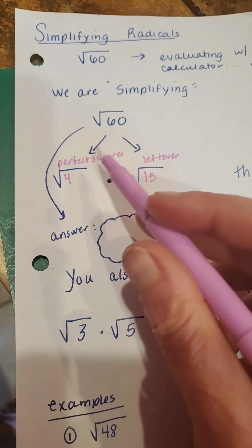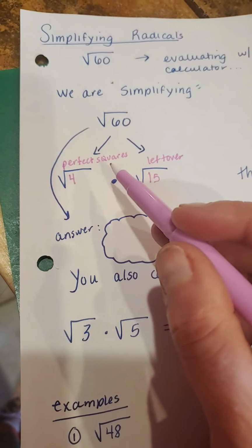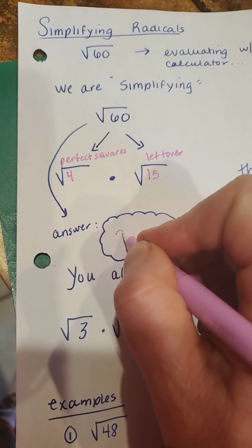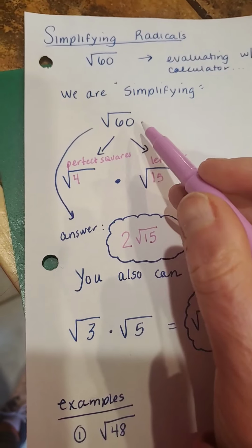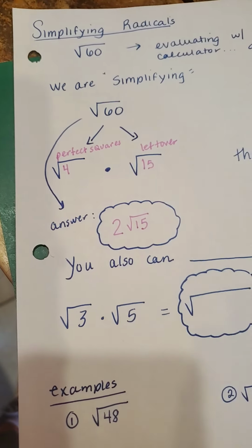Once you know the perfect square part, you can take it out of that. What's the square root of 4? 2. And you write your leftover next to it. So the square root of 60 is equivalent to 2 radical 15.